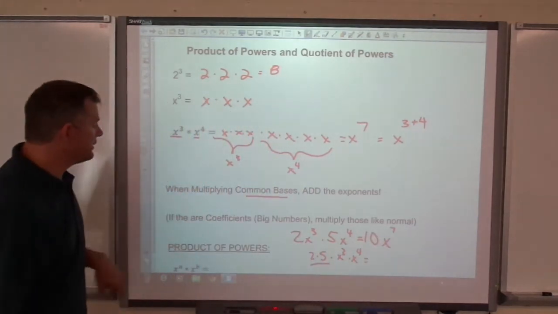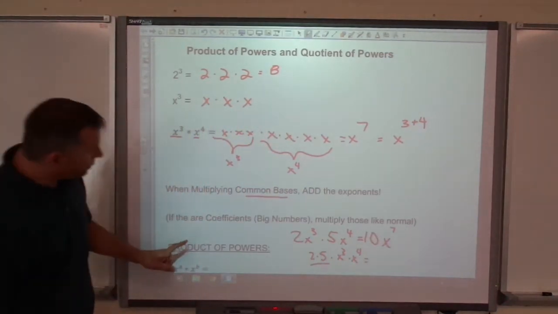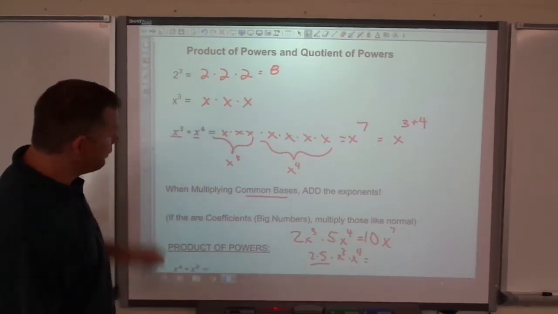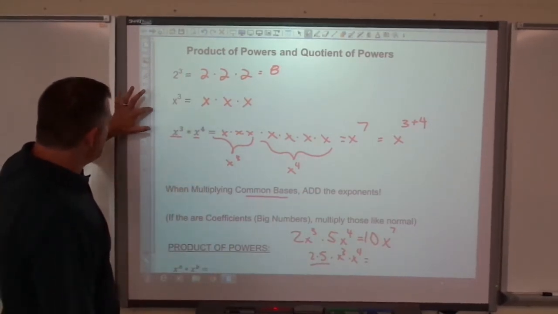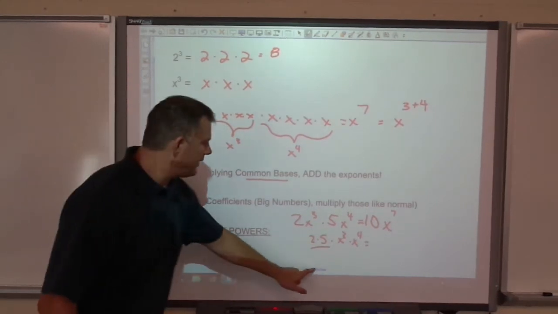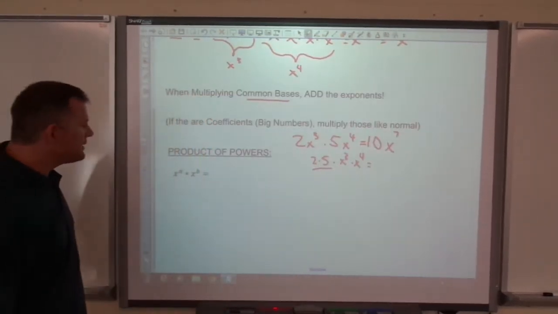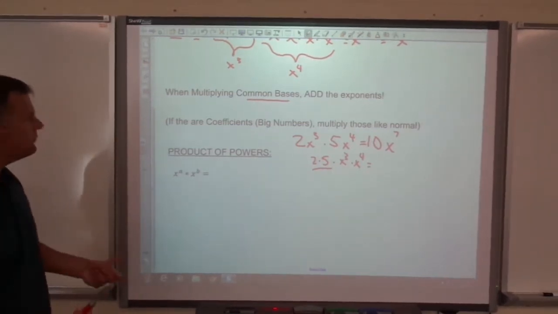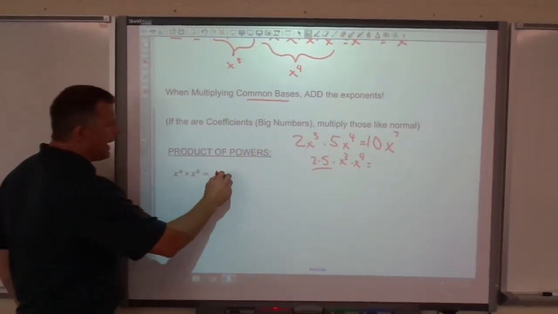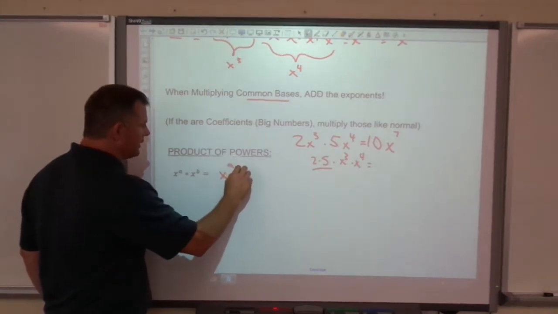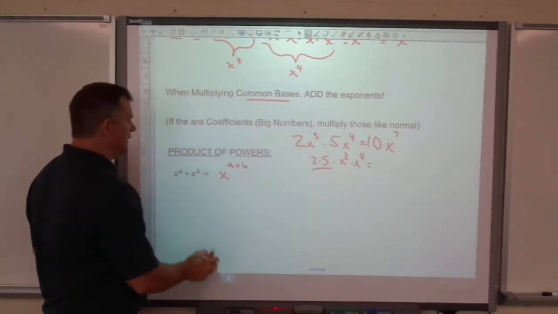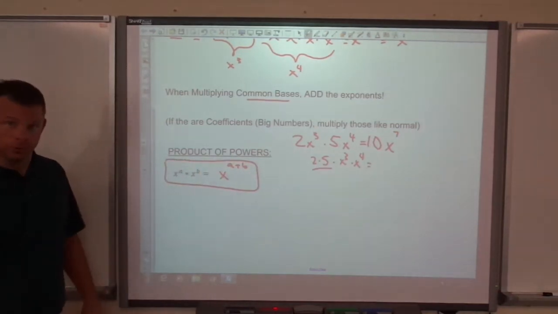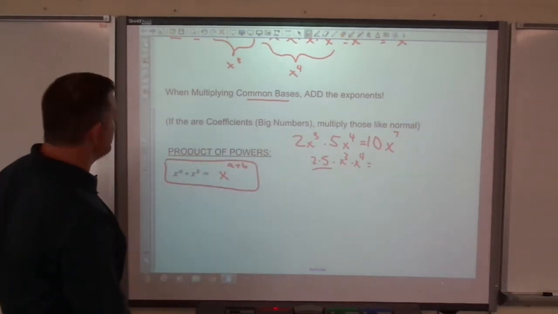So make sure you write this down. This is called product of powers. Product means multiply, and the power is the exponent. So the product of powers, what could we summarize? What could we find as this rule if we have x to the a times x to the b? What does it equal? We just said it's going to be adding the first exponent and the second exponent. This is the product of powers rule. Make sure we know that. Okay?